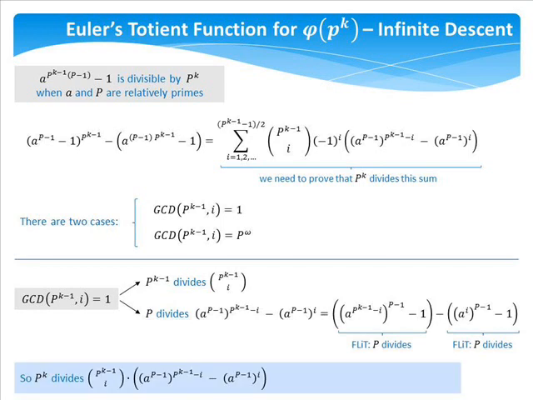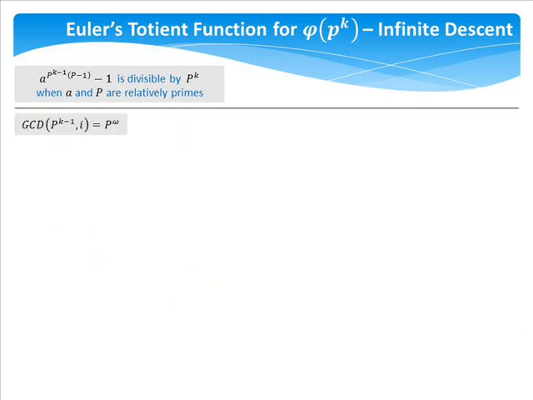So p raised to k divides the terms of the summation when 1 is the greatest common factor of p raised to k minus 1 and I. When instead p raised to omega is the greatest common factor, then I equals m times p raised to k minus 1 minus u, where u is bigger or equal to 1 and smaller than k minus 1.